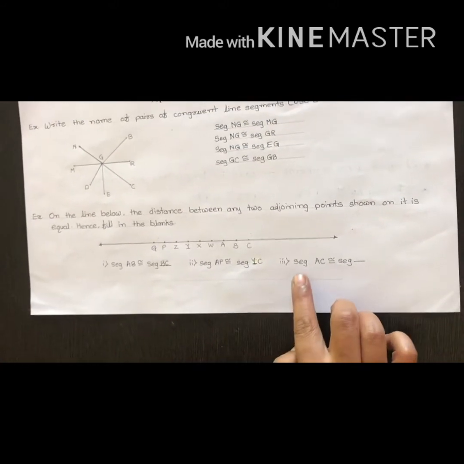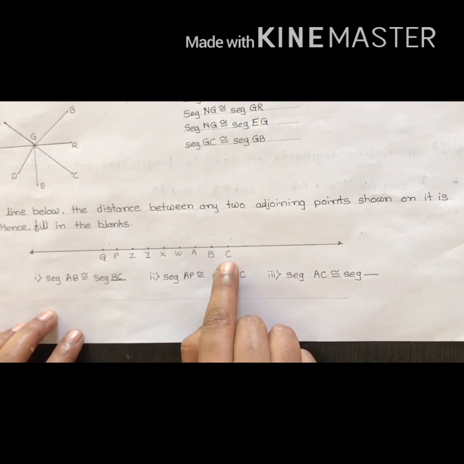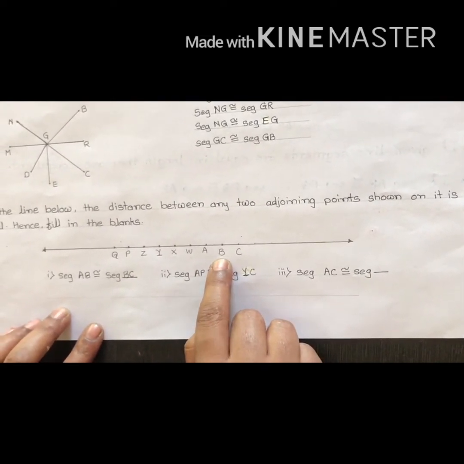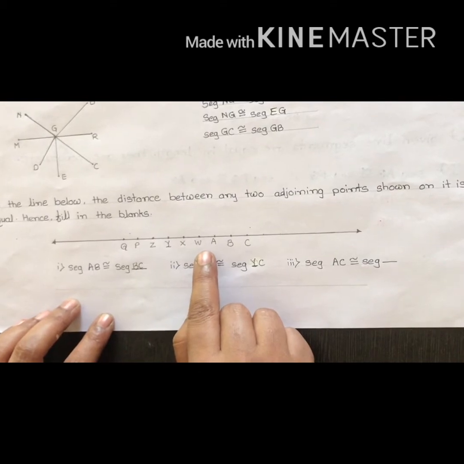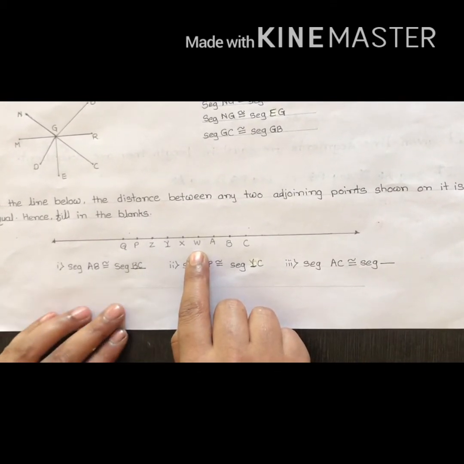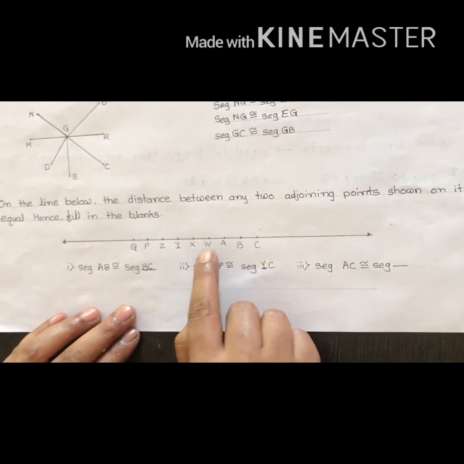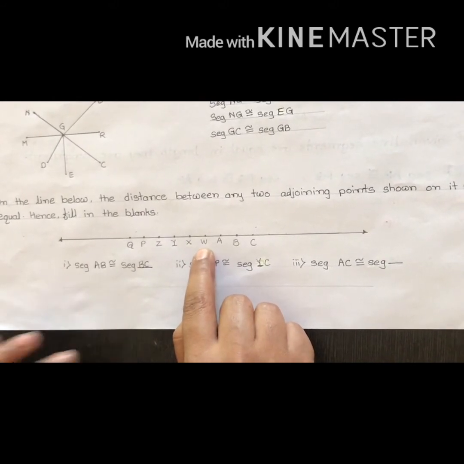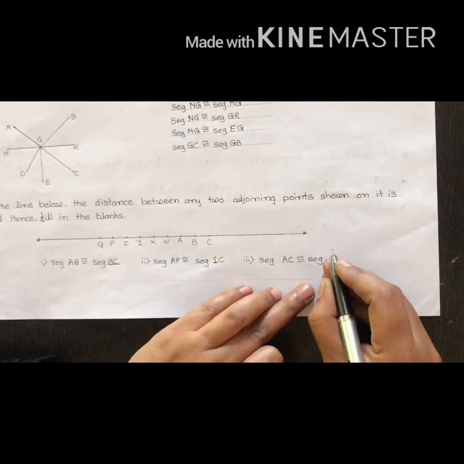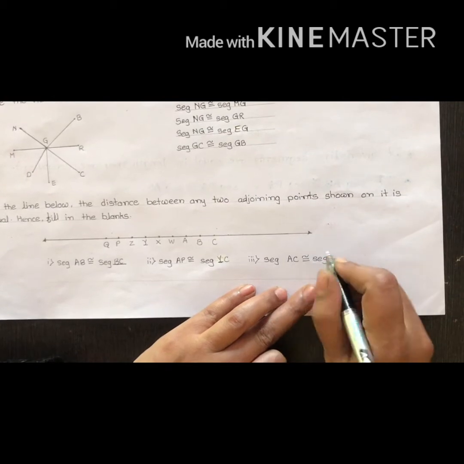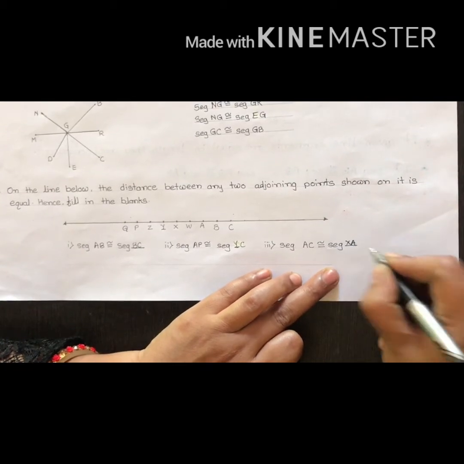Now third example, segment AC. If you observe segment AC, in between point A and C there is one point B. So whatever congruent segment will come, in between its points one point should come. Here segment XA, if you observe, in between 2 points 1 point is there. So we can say that segment XA is congruent to segment AC. So that is, segment AC is congruent to segment XA.